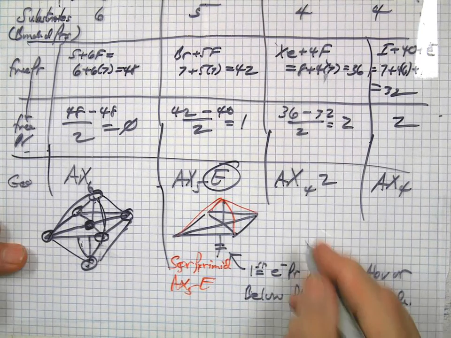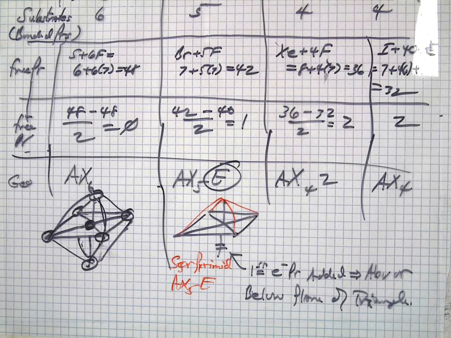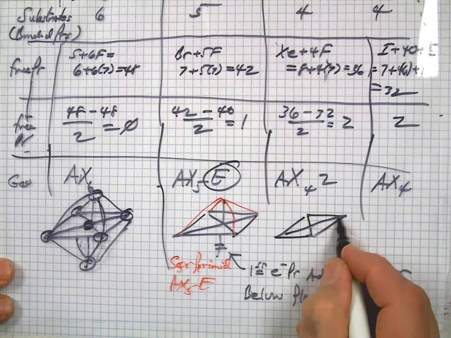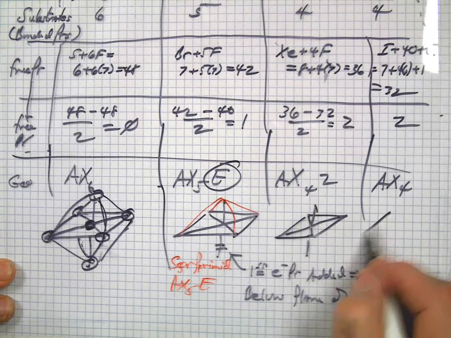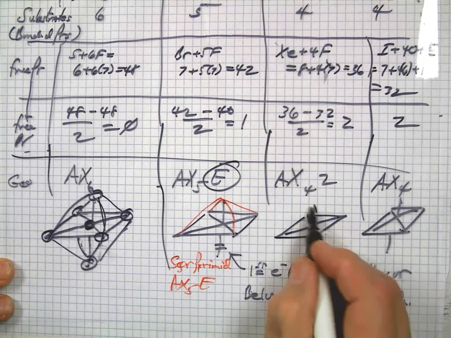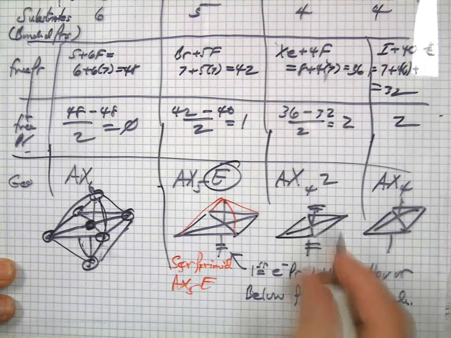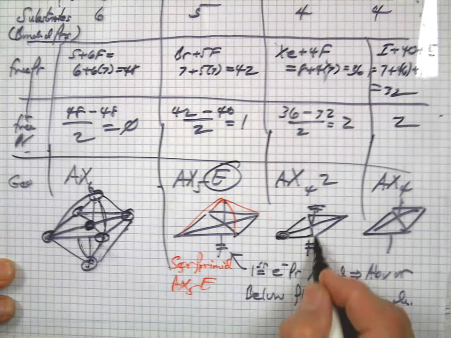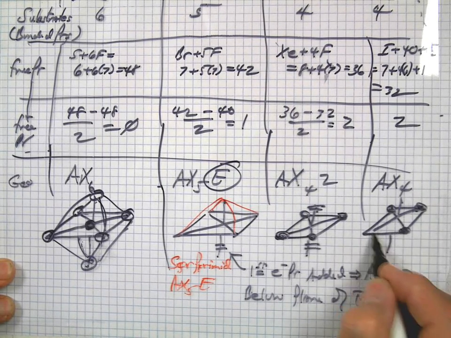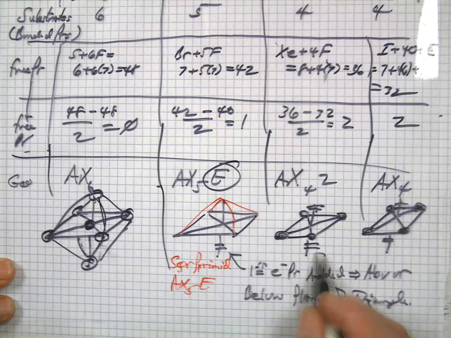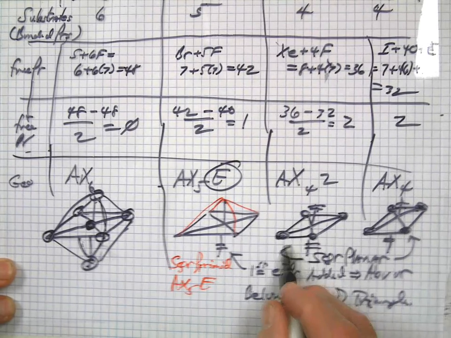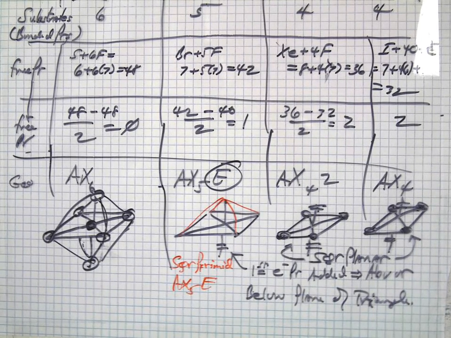And then finally, you have the above and below, and this one will do the same thing. But your 2 free pair will leave you with what they call a square planar geometry. Square planar geometries.